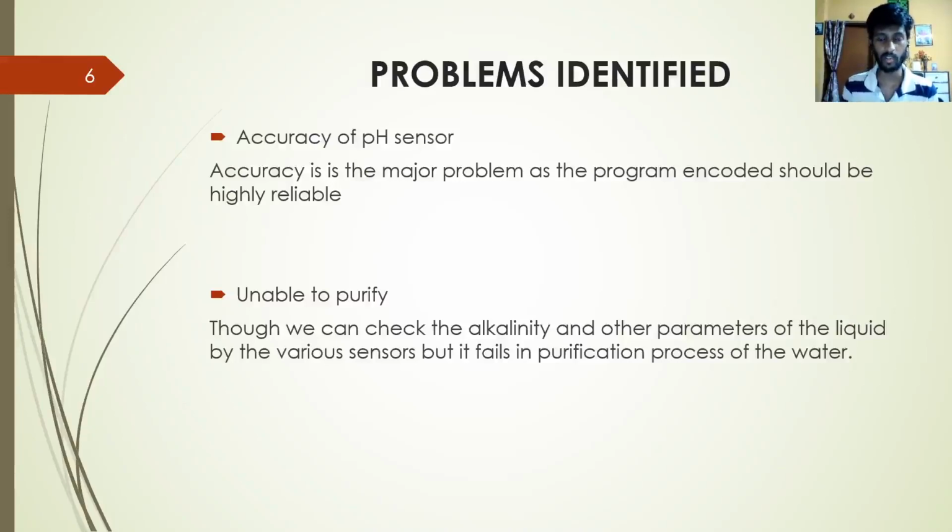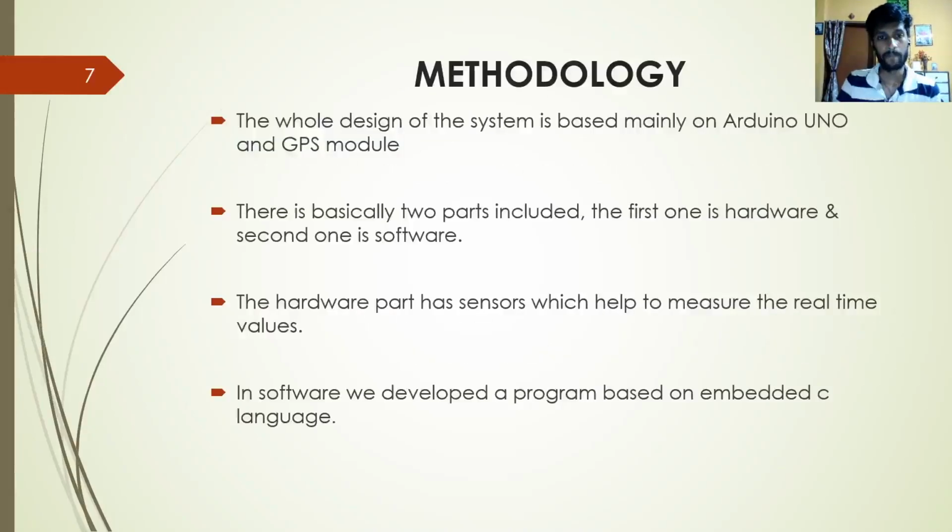It's all different. So what is the methodology used? I'll be explaining it in a step-by-step process. First, the system design is based upon the Arduino UNO and mainly the GPS module. Of course, the pH sensor is there, and we'll be integrating it with the Arduino module. So there are two basic parts: the first one is hardware, and the second one is software.